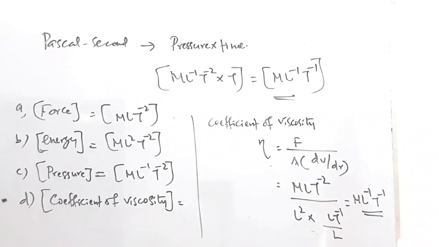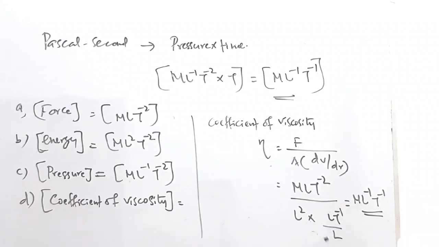So the last one, that is coefficient of viscosity. We know the viscous force between the layers of liquid can be found from the formula F equal to eta A dV by dr. From that formula, coefficient of viscosity eta equal to F by A into dV by dr. The dimension of F is M L T raised to minus 2, area is L squared, dV in dimension is velocity, so L T raised to minus 1, divided by dr, that is distance.